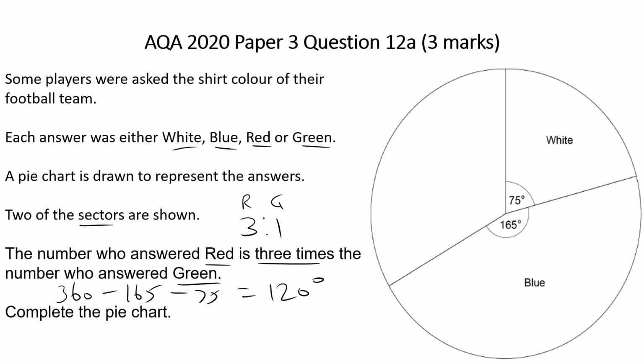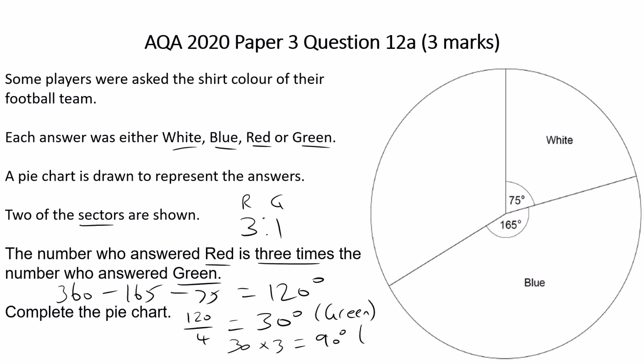You'll see here that the ratio is 3 to 1. So if you do 120 divided by 4, that's 30 degrees. So that's 1 part in the ratio. So that's going to be the green. And then if we do 30 times 3, that will be 90 degrees, which will be the red on the pie chart.